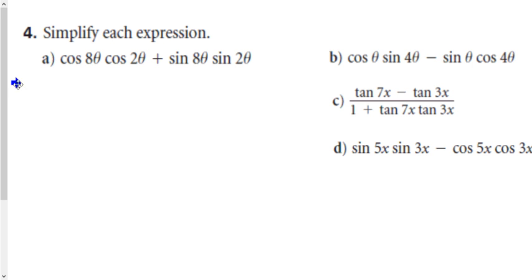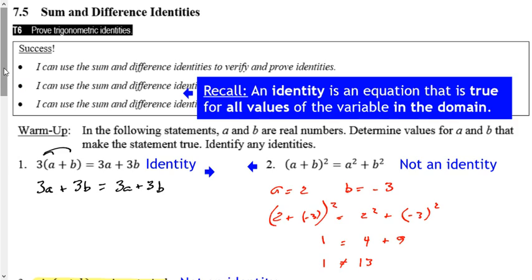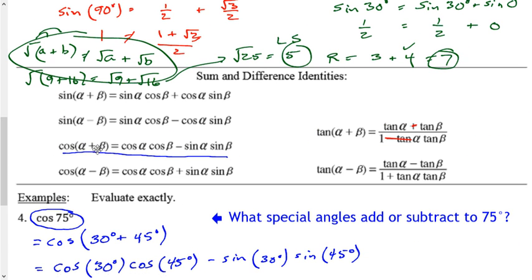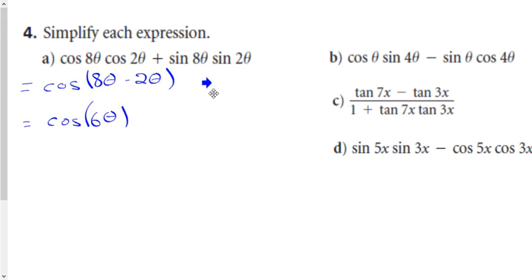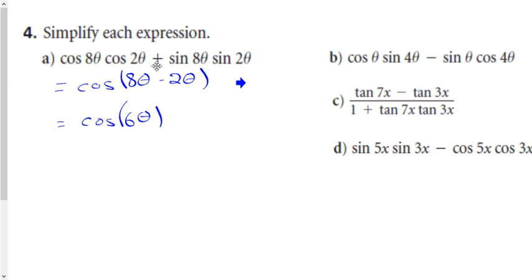Well, here's the question. Cosine of an angle, cosine of an angle. I want to see where that is in my identities. So here, there's a cos alpha times cos beta. When we look here, I have addition, and so it's actually going to be subtraction of the two angles. So that's how that identity works, and we can subtract 8 theta minus 2 theta to give us 6 theta.